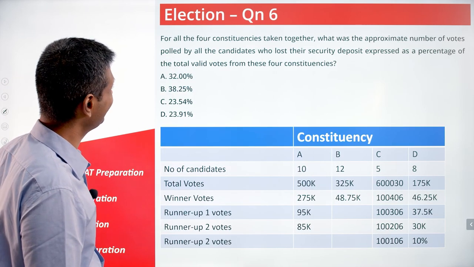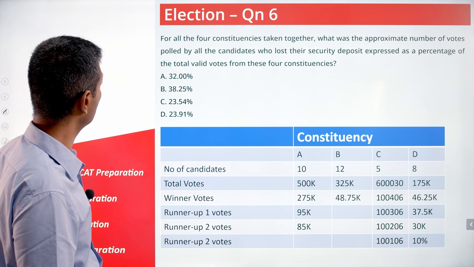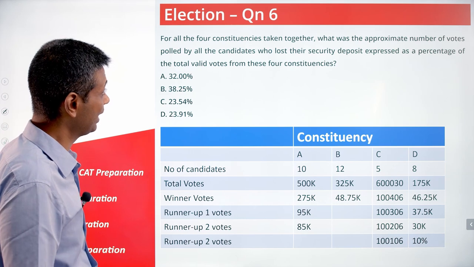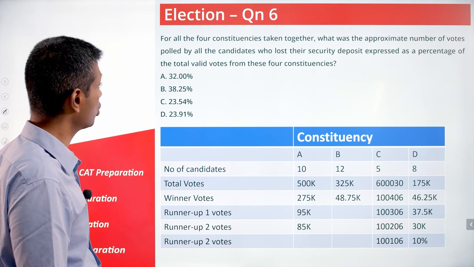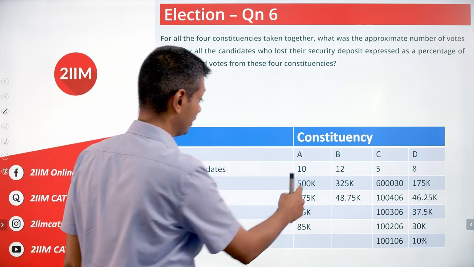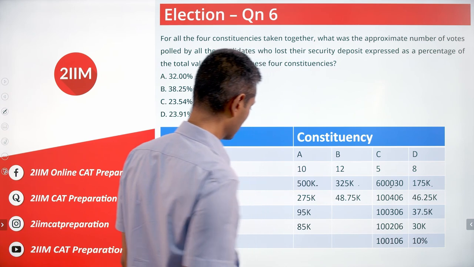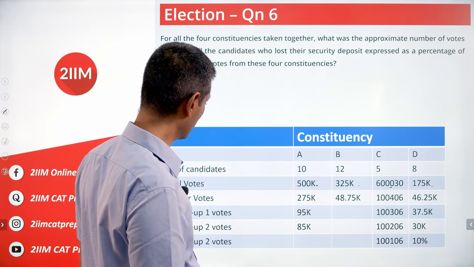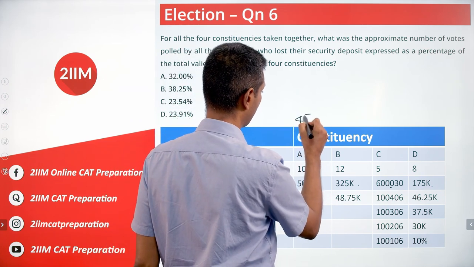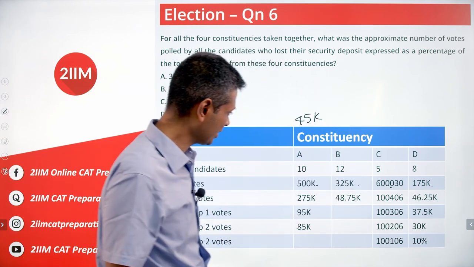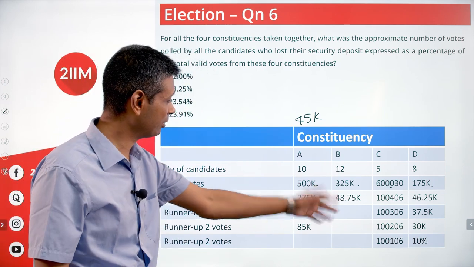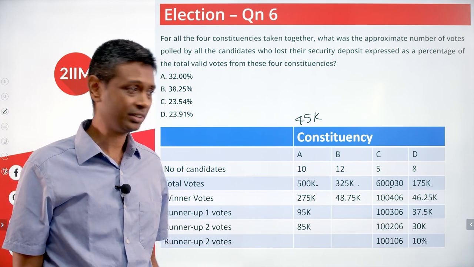For all the four constituencies taken together, what are the approximate number of votes polled by all the candidates who lost their security deposit expressed as a percentage of total valid votes from these four constituencies? Total valid votes we have clearly that we can add up. How much was polled by candidates who lost their security deposit? In A, we've already calculated this, 45K. And so, in B, we want an approximate answer to start with. Except this guy, everybody else lost their security deposit. That I can find out.